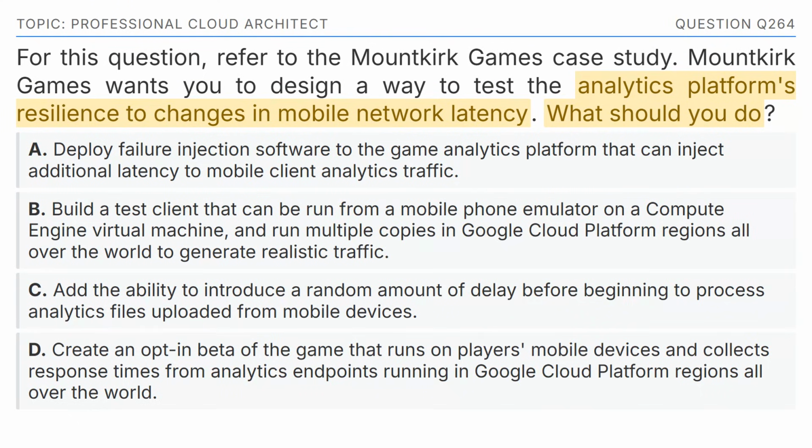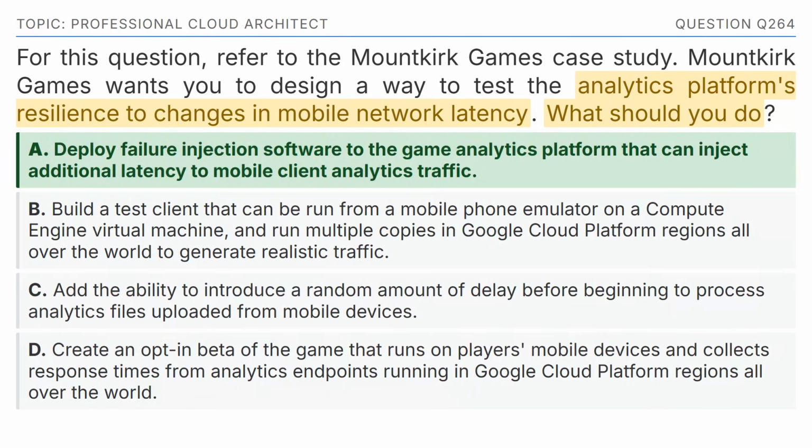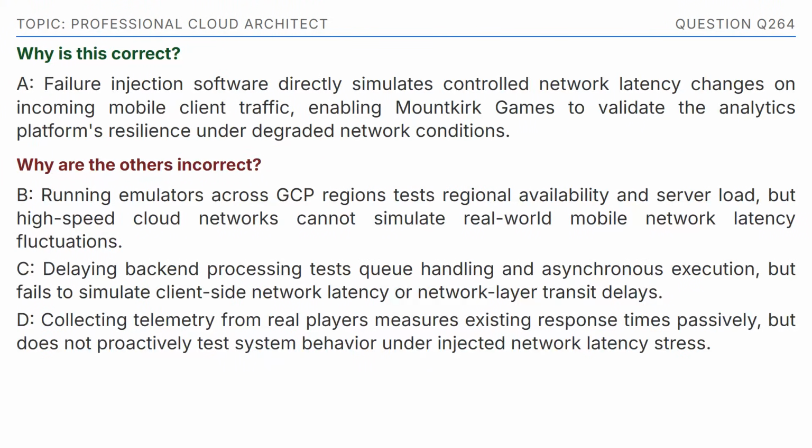To arrive at the correct answer, we focus on the keywords: analytics platform's resilience to changes in mobile network latency. What should you do? The correct answer is option A, deploy failure injection software to the game analytics platform that can inject additional latency to mobile client analytics traffic. Why is this correct? A. Failure injection software directly simulates controlled network latency changes on incoming mobile client traffic, enabling Mount Kirk Games to validate the analytics platform's resilience under degraded network conditions.